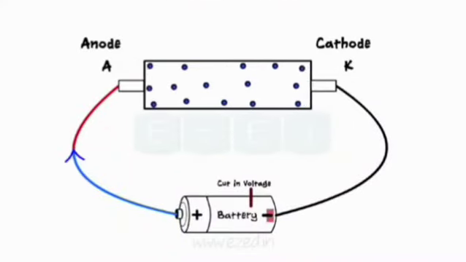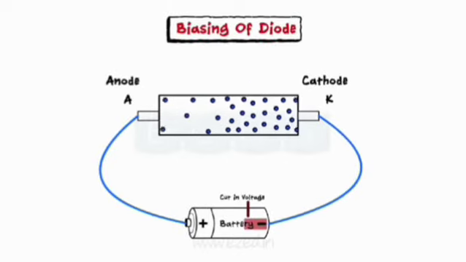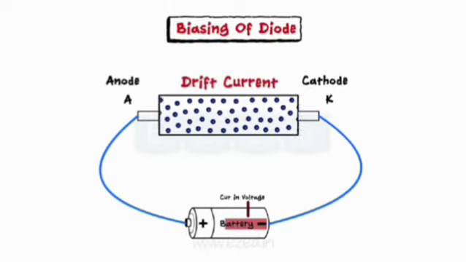Electrons move from cathode to anode, setting up the flow of current from anode to cathode. This mode of operation is called forward bias, and this current is called a drift current.